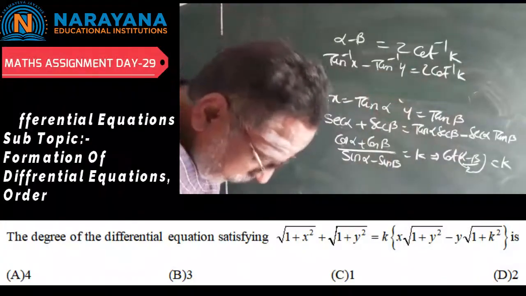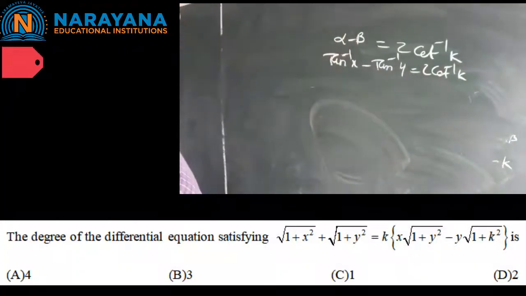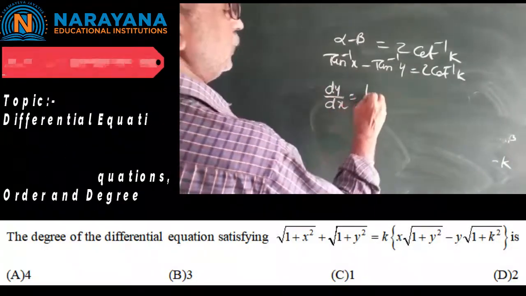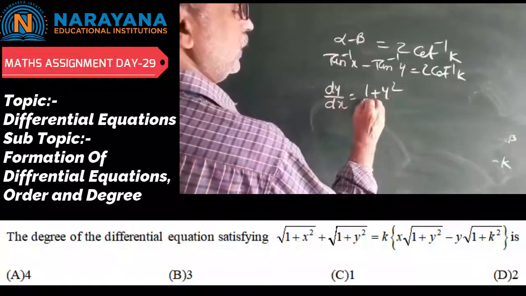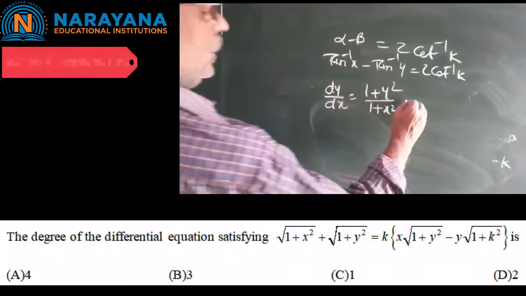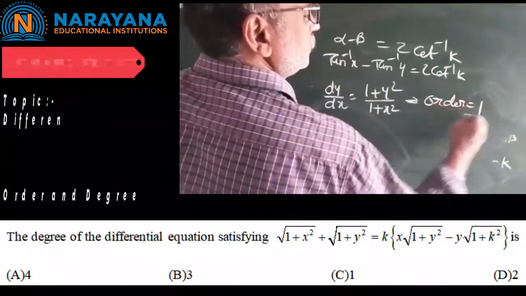Now if you differentiate with respect to x, you can get the value of dy by dx directly like this. Now dy by dx can be obtained as 1 plus y square divided by 1 plus x square. So you are supposed to find out the order. Order is equal to 1.